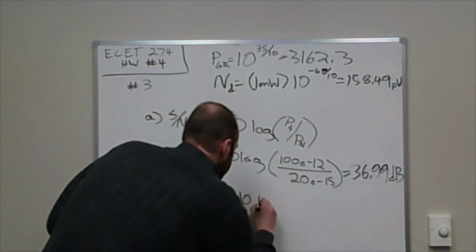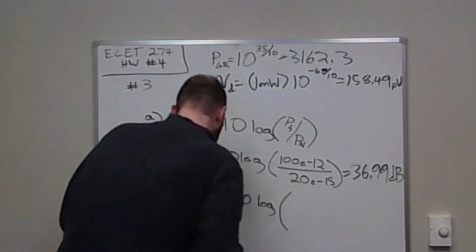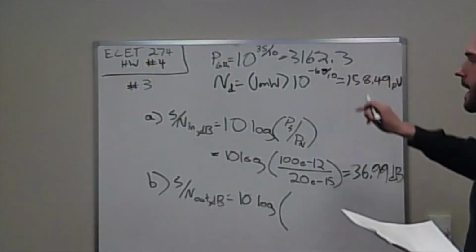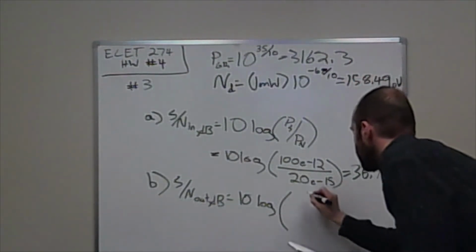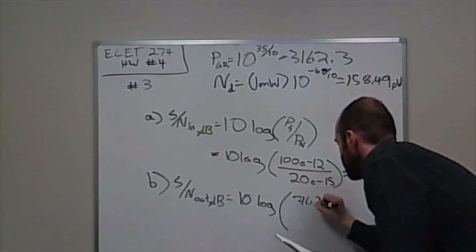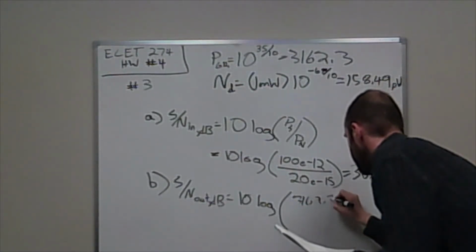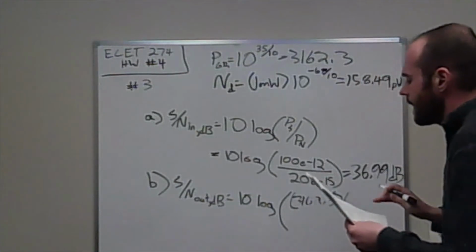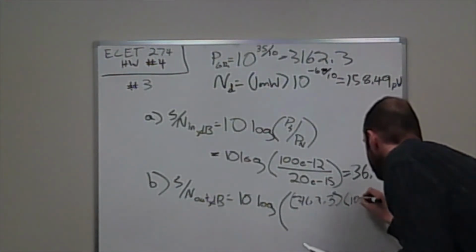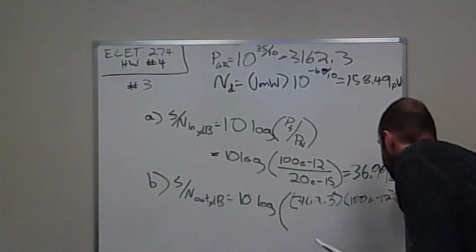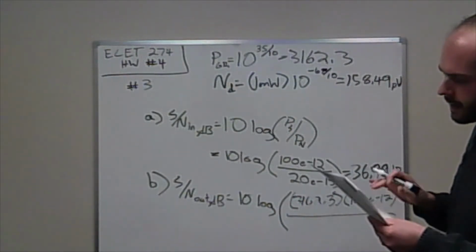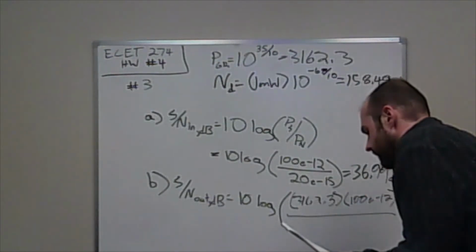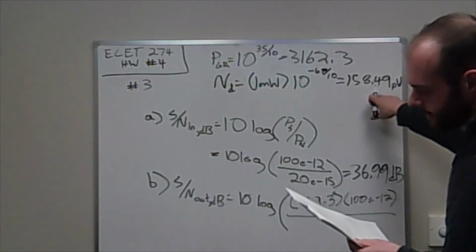That'll get you 10 log of, here's where we're plugging in many of those factors. One will be the gain ratio of our device, which we calculated earlier, which is 3162.3, times our signal coming in, 100 e to the minus 12, divided by, again, the gain ratio times the noise in, and plus the noise of the device, which we have here, this 158.